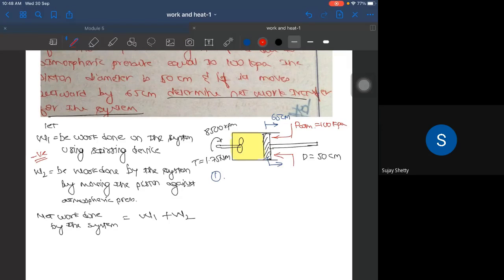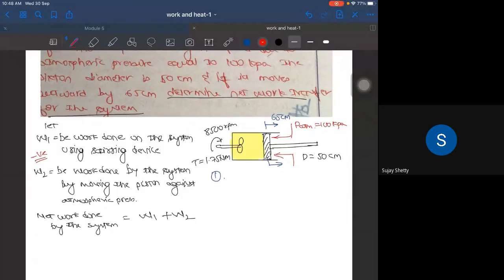W1 and W2, both works I have explained to you. According to you, which one is positive and which one is negative and why? I don't know, sir. Why, man? Couldn't understand the topic.